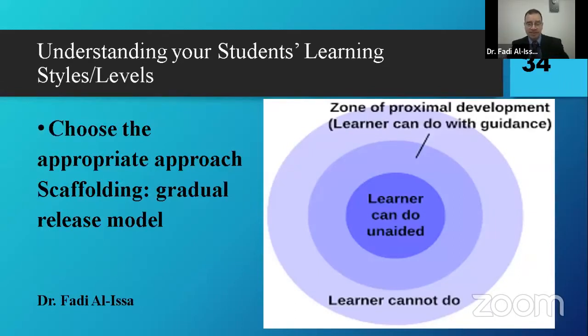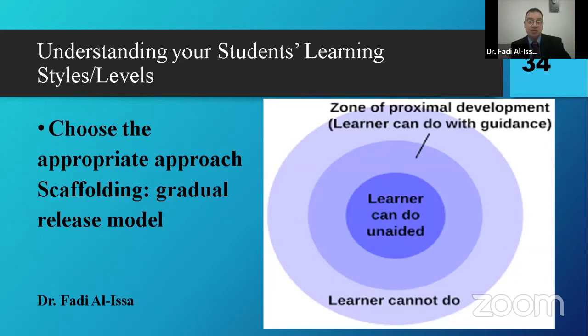And this is really important. What does this mean? It means that you need to choose an approach that is not in the student's comfort zone in the middle, which they can do without aid. And at the same time, it is not out of the reach of the student, too complicated that they can't achieve. You need to be in the zone of proximal development. That means the learner can do it with some assistance. They can achieve it if you give them a push, if you give them some guidance.